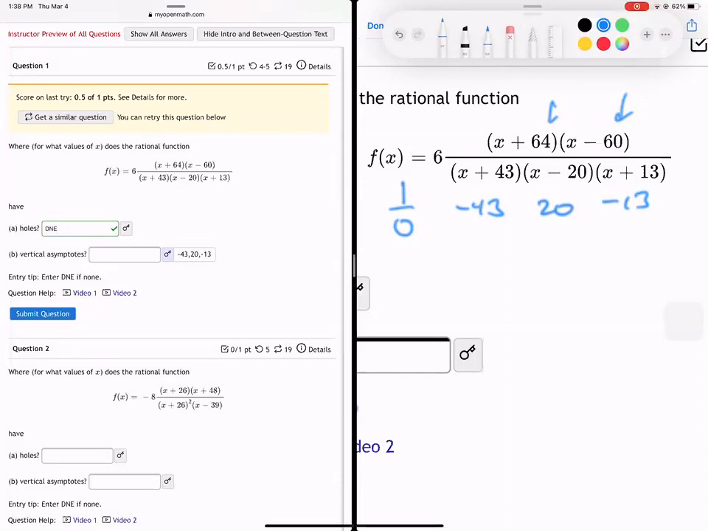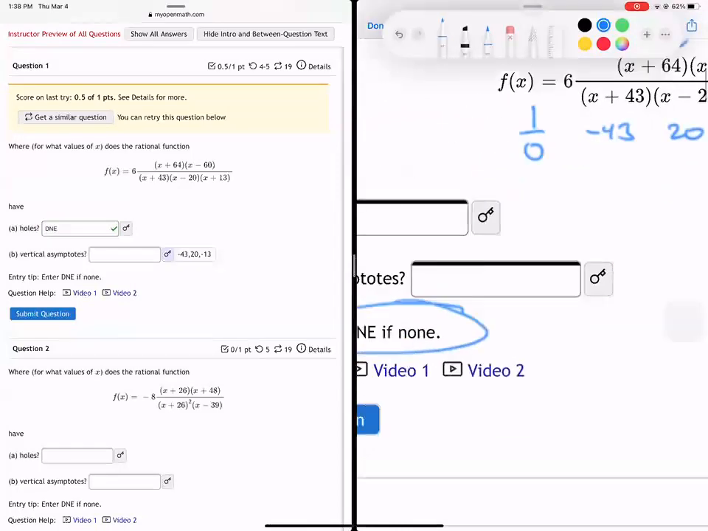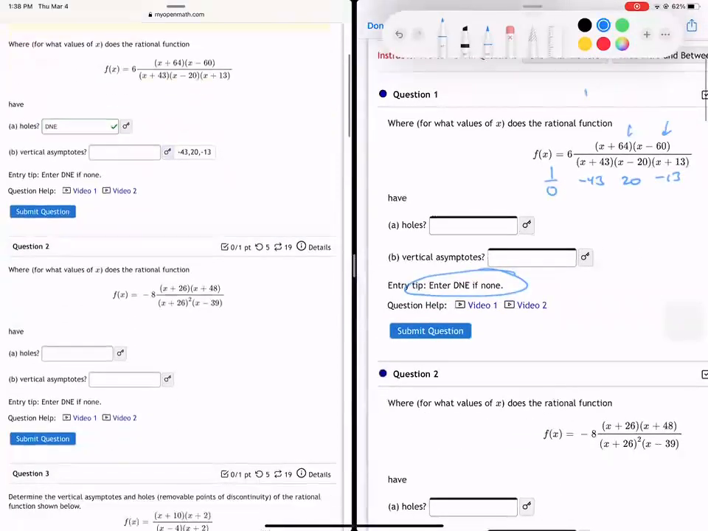Now, I want to go back and say this. If our vertical asymptote was a hole, is it still a vertical asymptote? Answer is no. If our vertical asymptote was a hole, it is no longer a vertical asymptote. It's a hole now.